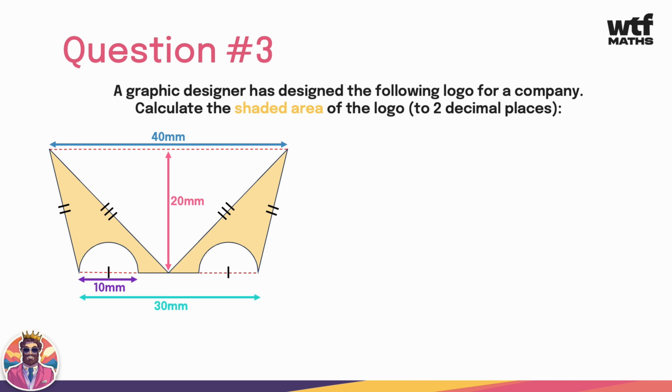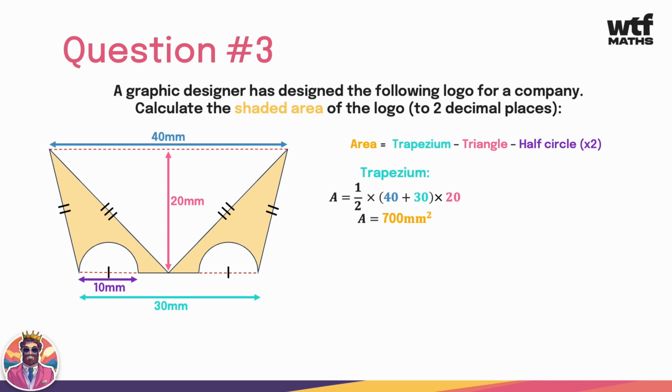Okay, so here's my battle plan. To me, it looks like there is some sort of giant trapezium shape here that's had a triangle taken out of it and also had 2 semicircles taken out of it as well. So this shaded area is just the leftovers from a trapezium. So what I'm going to do is find the area of a trapezium, take away the triangle, and then take away 2 half circles.